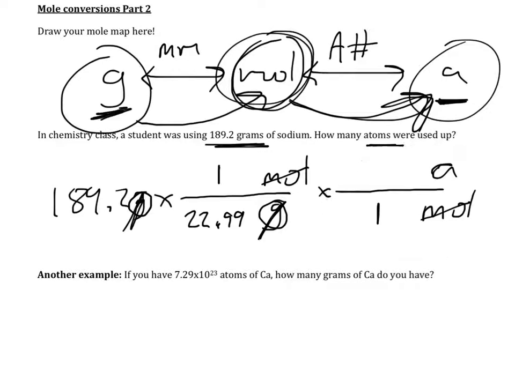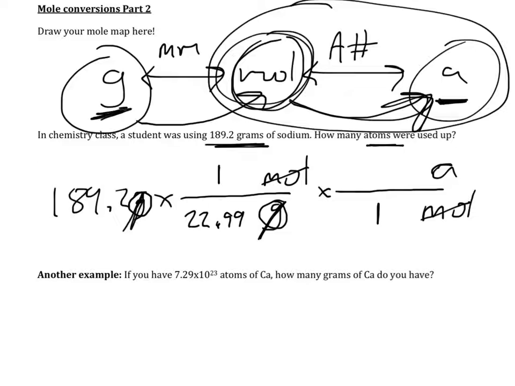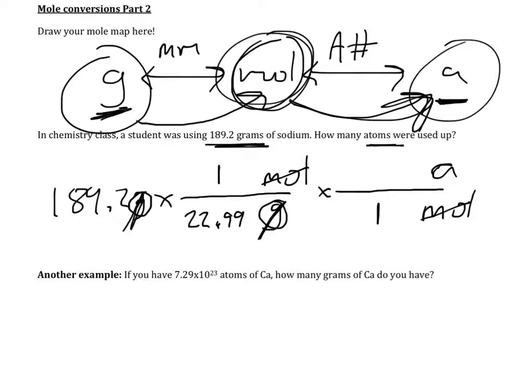All right, well, what are we going between here? Well, we're going between moles and atoms. And what do we use? We use Avogadro's number. And Avogadro's number is 6.02 times 10 to the 23rd. And so now we have our setup. Now all we need to do is type it in the calculator to get the right answer. So let's go ahead and do that.